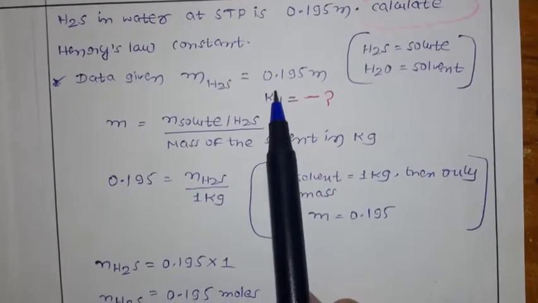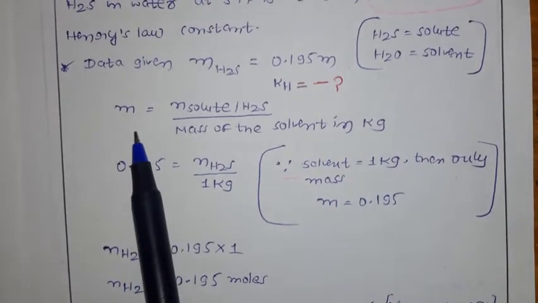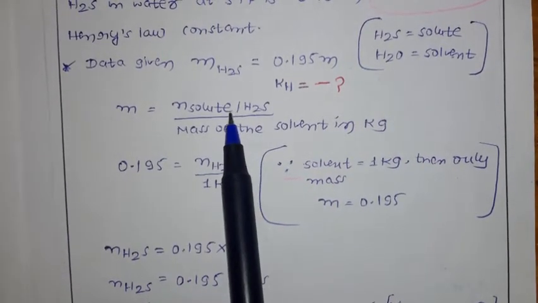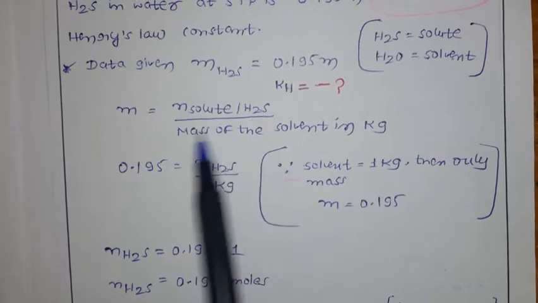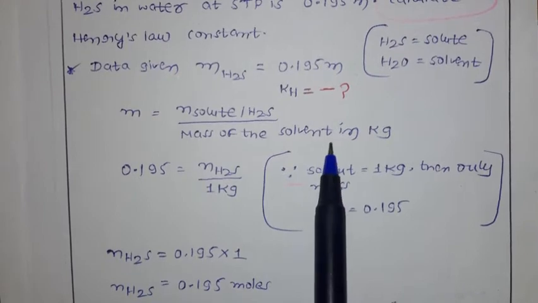Okay. Now, from the data they gave, 0.195 molar, what is the molar definition here? The definition is: number of moles of solute, in this case hydrogen sulfide, divided by the mass of solvent in kg. Okay. This is the definition of molarity.